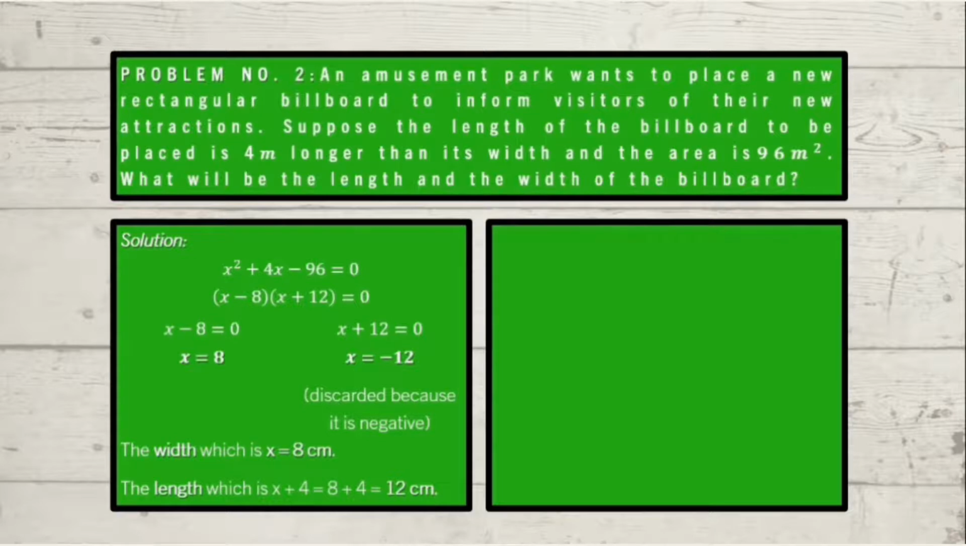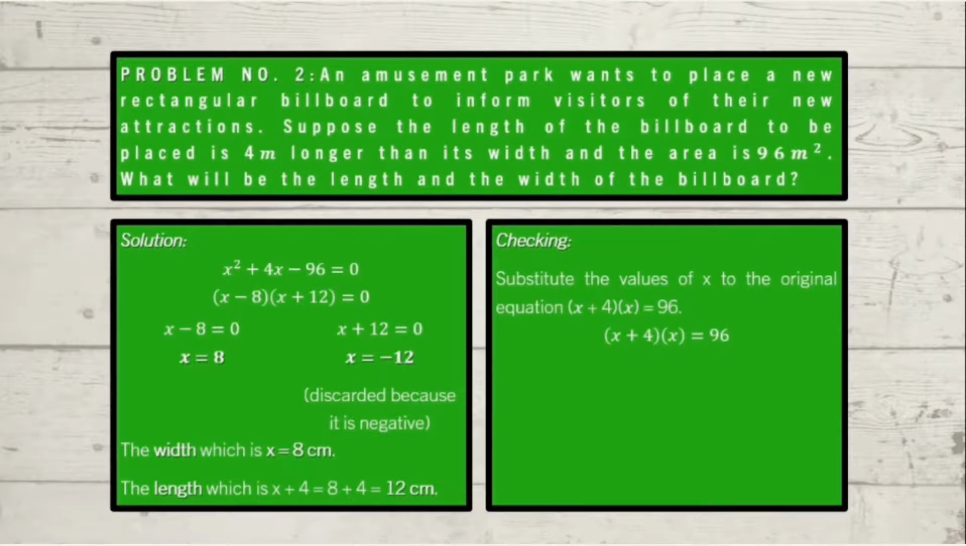As usual, to check, get the original equation, then substitute your x. You have x plus 4 multiplied by x is equal to 96, which is our original equation. Just substitute the value of x, which is 8. We will have 8 plus 4 multiplied by 8 is equal to 96. Then, simplify. We will have 12 times 8 is equal to 96, which is 96 is equal to 96. Since the two sides are already equal, then the solution is correct.